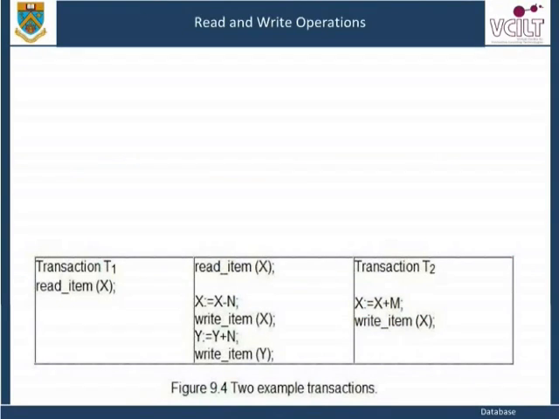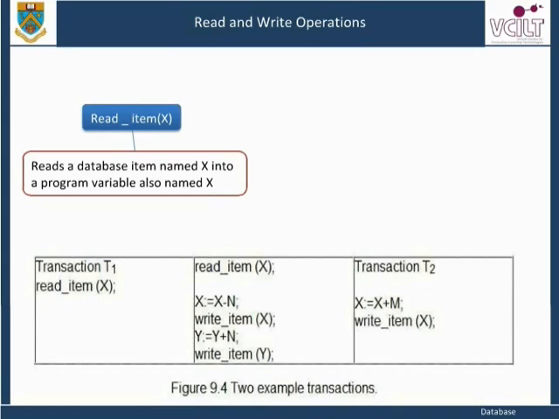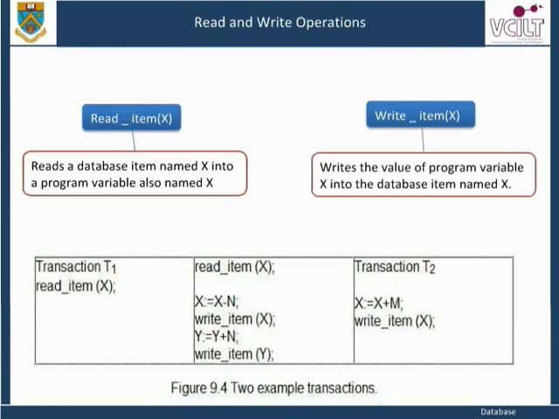Now, let's discuss the read and write operations. At this level, the database access operations that a transaction can include are: read item X reads a database item named X into a program variable also named X. Write item X writes the value of program variable X into the database item named X.